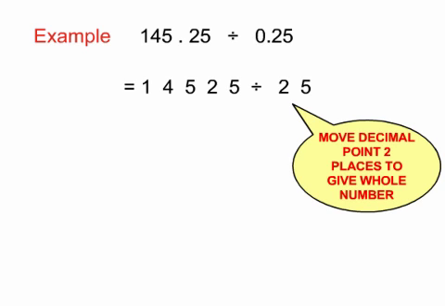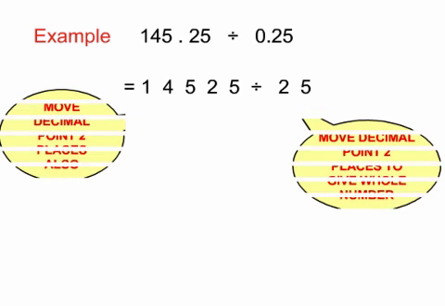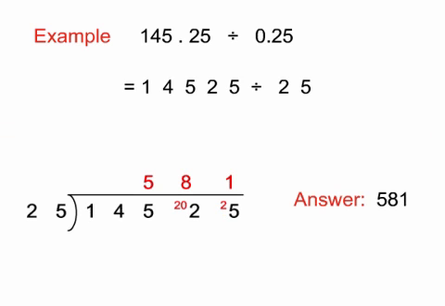Similarly, because we've done that to the 0.25, we must move the decimal point two places to the right for our 145.25, giving us 14525. So what we're carrying out now is a division, 14525 divided by 25. So let's go ahead and carry out that division.